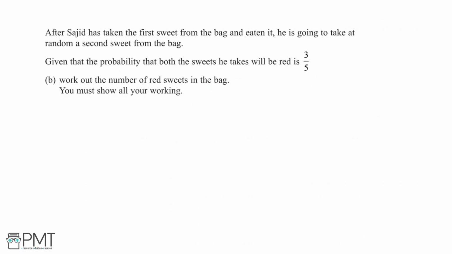We are then told, after Sajid has taken the first sweet from the bag and eaten it, which means it's not replaced, he's going to take at random a second sweet from the bag. Given that the probability that both of the sweets he takes will be red is 3/5, work out the number of red sweets in the bag, and we must show all of our working, and this part is worth 5 marks.